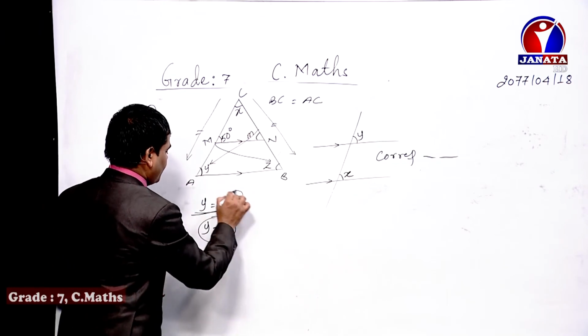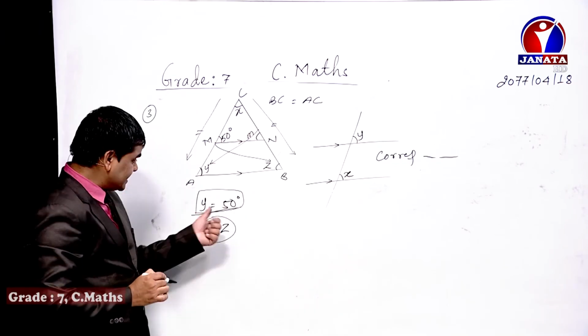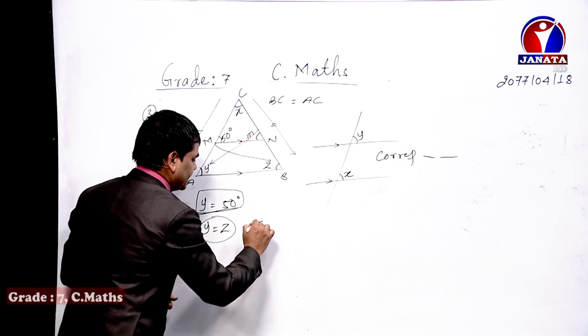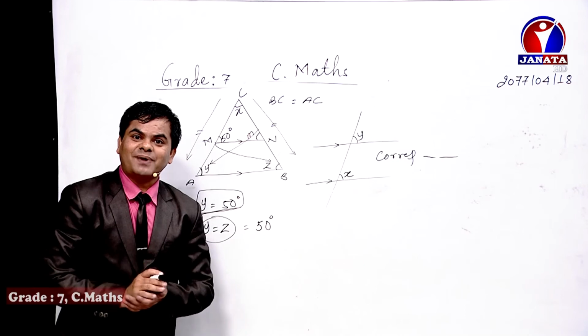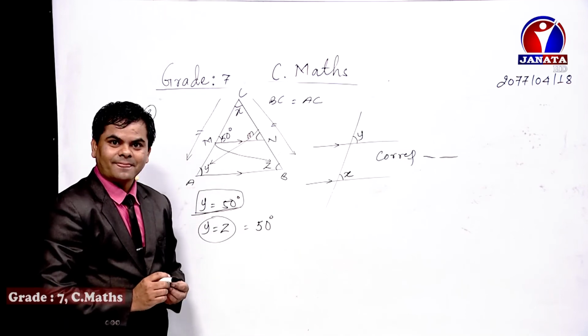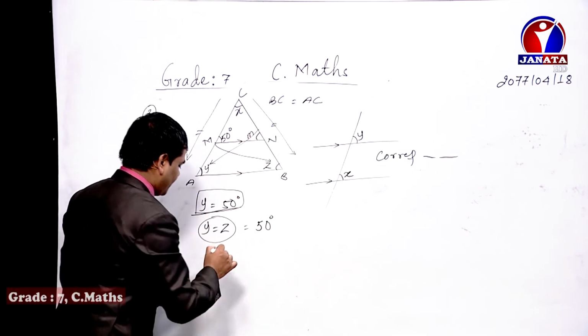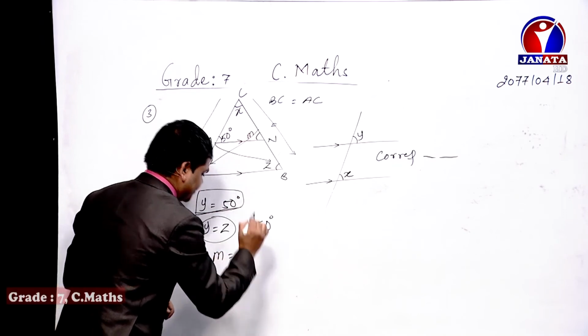The value of Y we got is 50 degrees. Now Z also becomes 50 degrees. Both angles are equal to each other. Now, how to find out the value of M? In order to find the value of M, M equals Z, dear student.